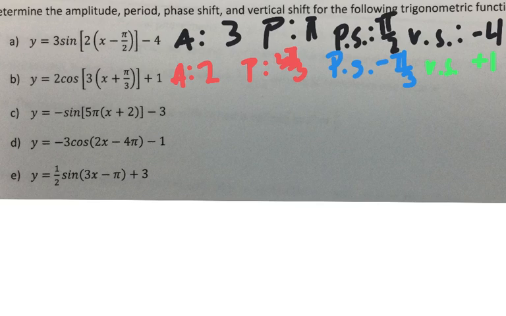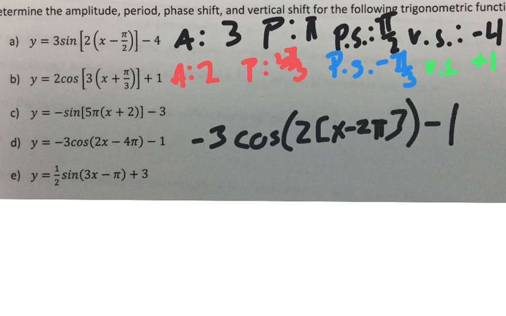Now, D part, what looks different in D than these three? Well, this one has pi in it, but the thing that was being multiplied is now only being multiplied by the x. So what you have to do is factor. You're going to have to get x by itself inside. So right here I could factor out a 2. So I can rewrite this as negative 3 times cosine of 2 times (x minus 2 pi).